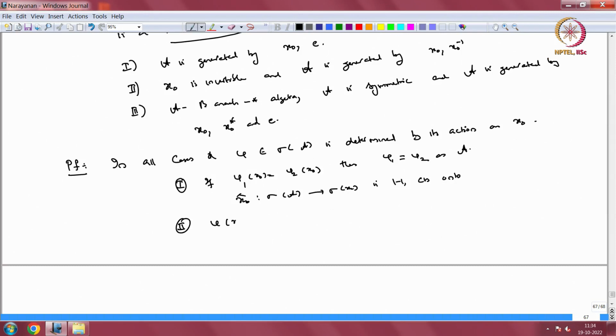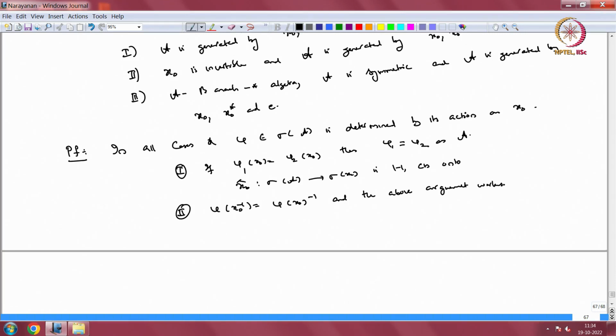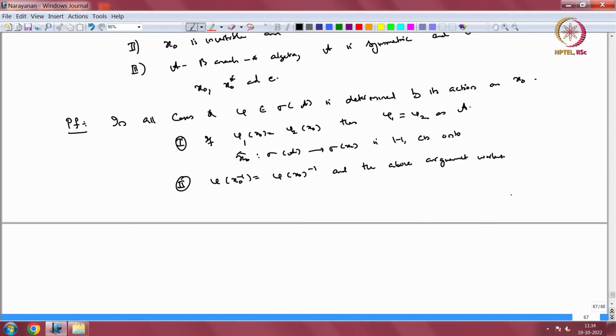In the second case, x naught is invertible. So, phi of x naught inverse will have to be equal to phi of x naught inverse, and so again the above argument works, because x naught and x naught inverse generate everything. So, if I have phi 1 and phi 2 agreeing on x naught, they will agree everywhere. So, you get a 1-1 map. Third one.